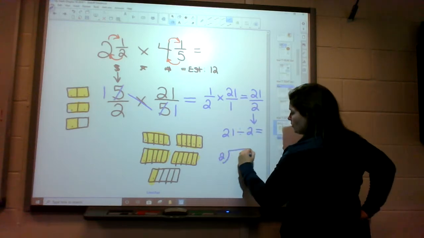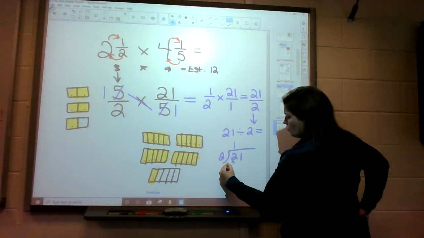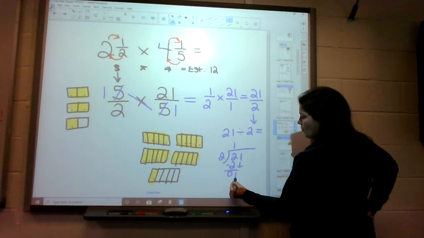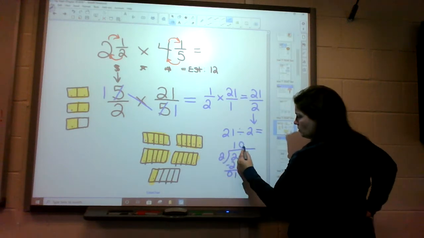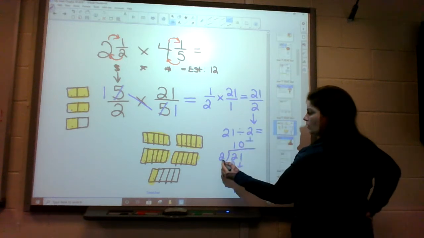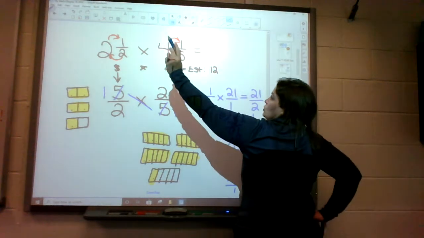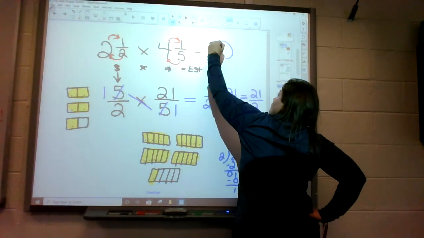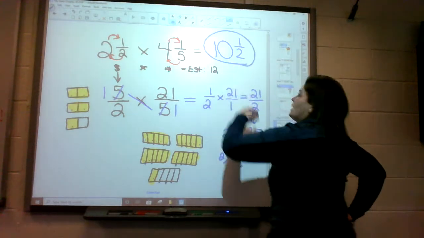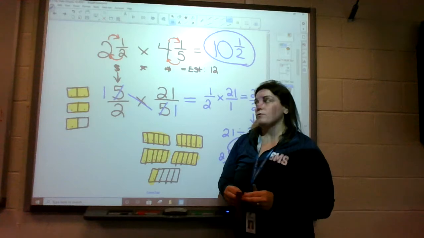Let's do the division. 2 comes out of 2 once. 1 times 2 equals 2. Bring down my 1. 2 comes out of 1 0 times. 0 times 2 is 0. I have 1 left over out of the 2. I get 10 and 1/2. So 2 and 1/2 times 4 and 1/5 equals 10 and 1/2. And that is close to my estimate of 12.